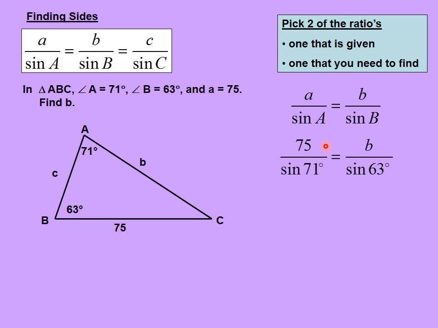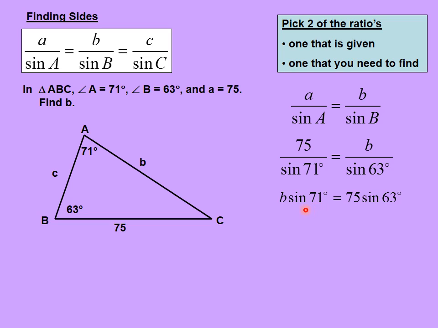We're going to cross multiply. Okay, we're going to do this. So I'm going to start with B. So it's going to look like B times sine 71 equals 75 times sine 63. So it looks like this.